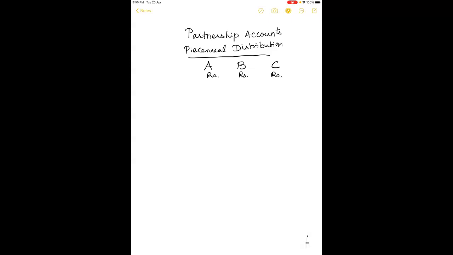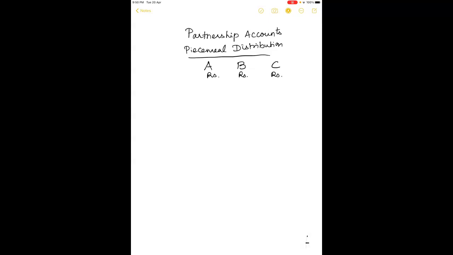When we are settling partners' capital, there are two methods to follow. One is proportionate capital method and the other is maximum loss method. In this problem, I am going to explain proportionate capital method of settling partners' capital account.